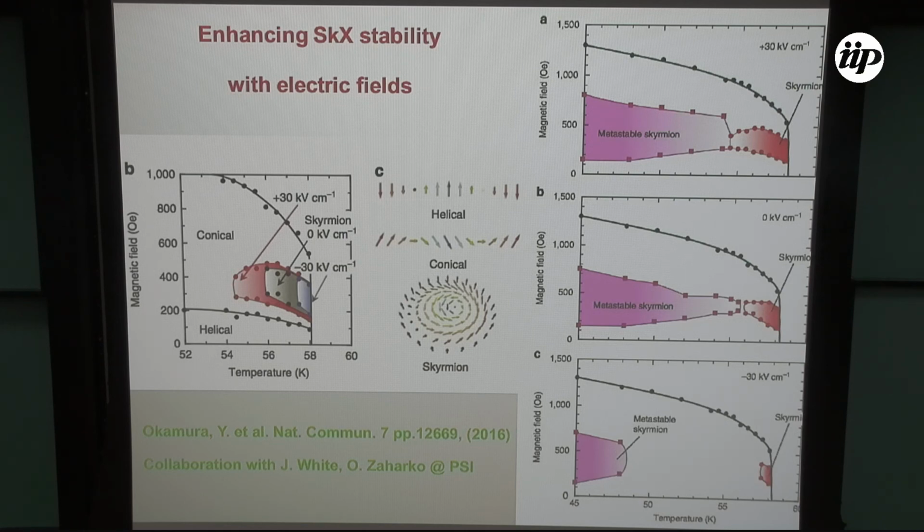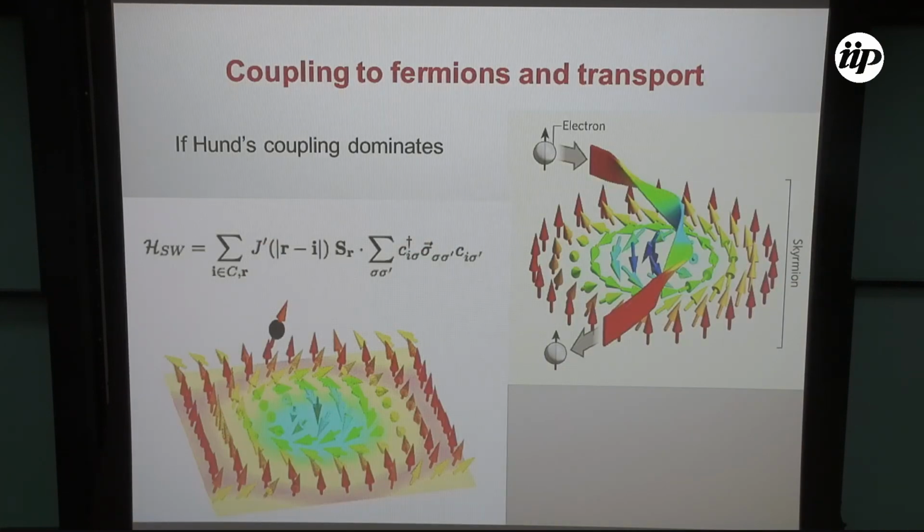Well, if you make your sample thinner, then these regions can become very large. So this is a very large stable skyrmion lattice, and you may have also metastable regions. So what we are doing now is trying to see what is the origin of this metastability and this enhancement of this phase. But for the moment, we have no results.